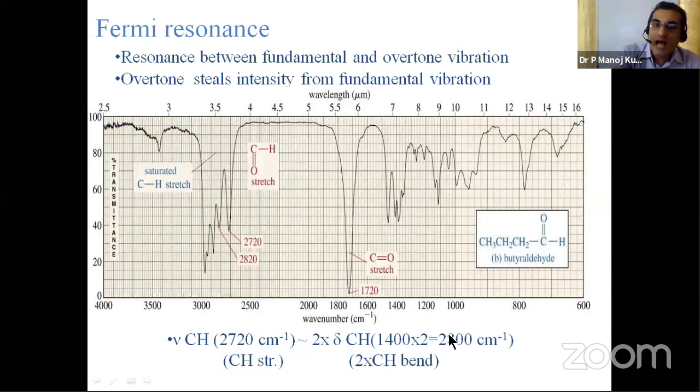The overtone will steal the intensity from the stretching frequency, the fundamental band. So this is a fundamental band, this is an overtone band. The overtone band steals the intensity from the fundamental band, and that also shows up in the spectrum. This is what we call Fermi resonance, and it is the one and only distinguishable diagnostic band for identifying aldehyde. I hope the Fermi resonance is clear to you. The person who asked, I think it is clear. Am I right, madam? Yes, sir.